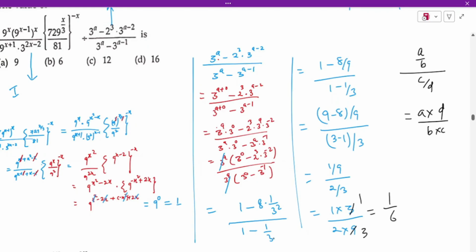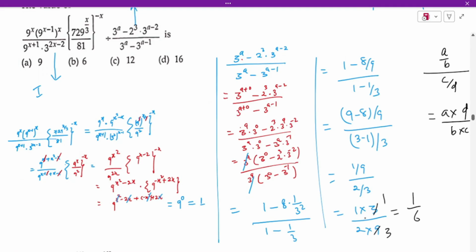So the second part of this expression is 1 by 6 and the first part is 1. So here we have a division. So 1 divided by 1 by 6 means we change this division into multiplication and take the reciprocal of the number after it. So 6 by 1 is the reciprocal of 1 by 6, which is equal to 6. So our answer is option number B.